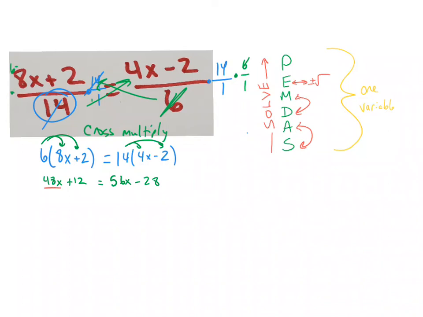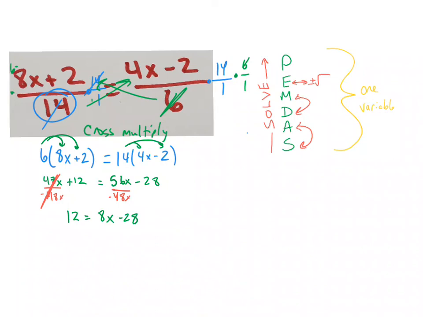Now, I have x's on the left and x's on the right. You can move the x's all to the left. It doesn't matter to me. What I like to do is pick the smaller of the two and move that one. 48 is smaller than 56, so I minus 48x from the left side, which means I have to minus it from the right side. Notice, I wrote the red negative 48x. I chose it because it cancels. So I end up with 12 equals 56 minus 48 is 8x minus 28.